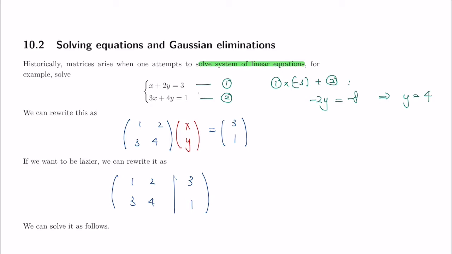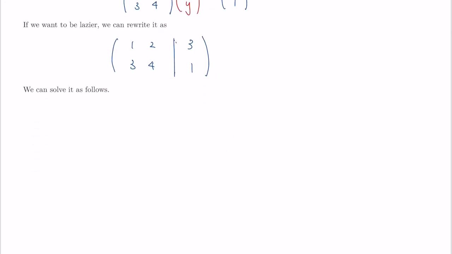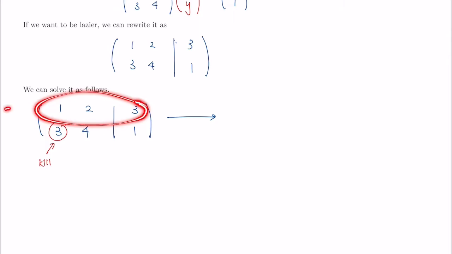So we're going to do the same process, but in matrix notation. So let's have a look. So I have [1, 2 | 3; 3, 4 | 1]. And then what I'm going to do is to kill this guy here. How do you kill this? That is by multiplying the first row by minus 3 and then add it to the second row. Okay? Let's do it very slowly. So multiplying the first row by minus 3 and then add it to the second row.